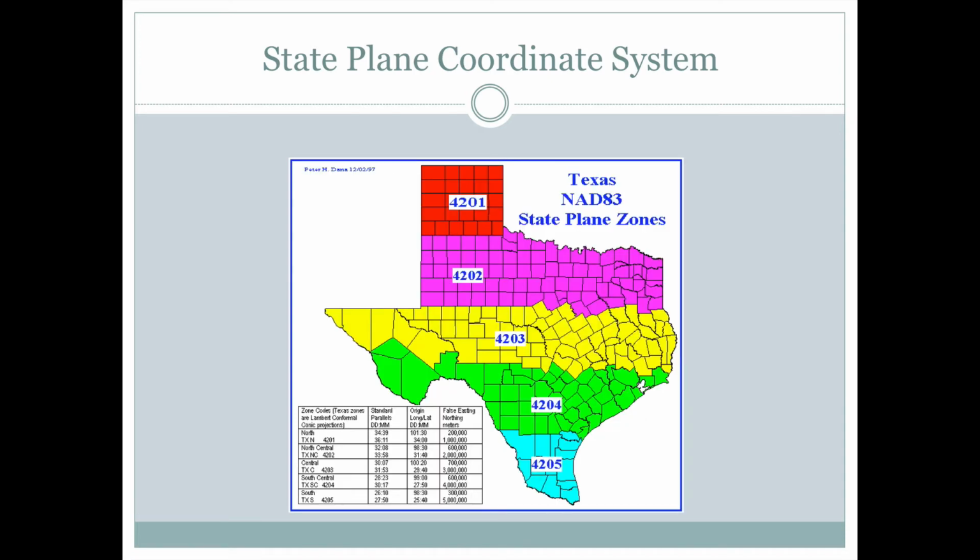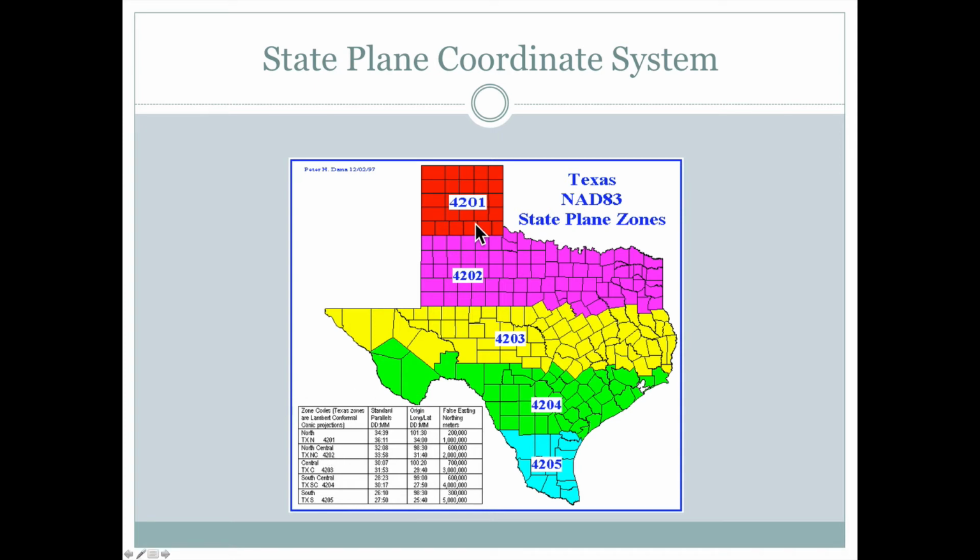For Texas, they have 5 different state plane coordinate systems, and this shows how the state is divided up by these different colors. So these state plane coordinate system boundaries don't follow lines of latitude. They follow administrative boundaries such as county boundaries. And we can see what's happening here.